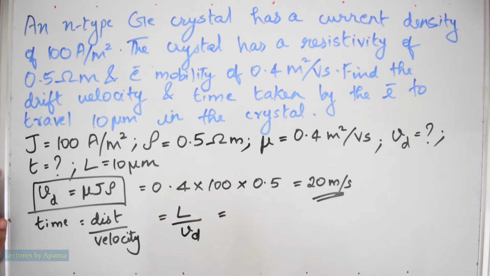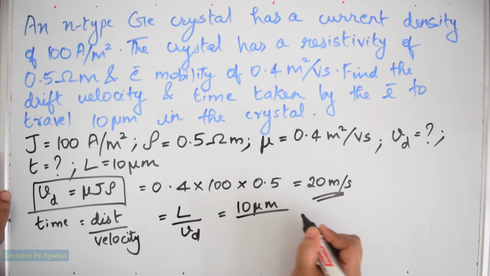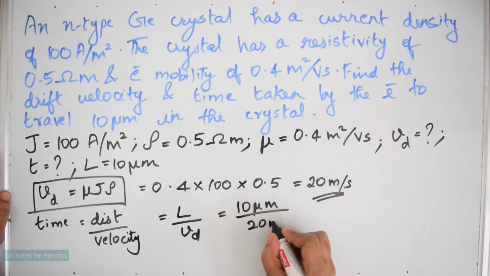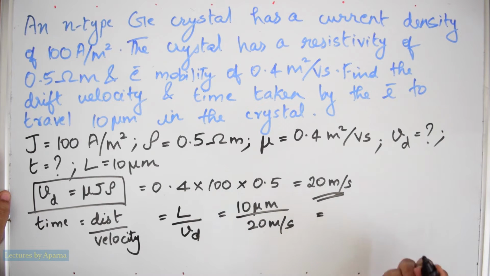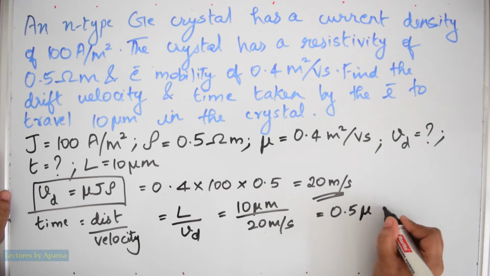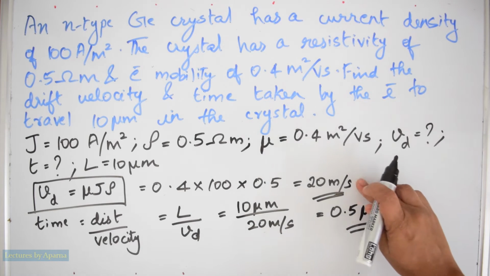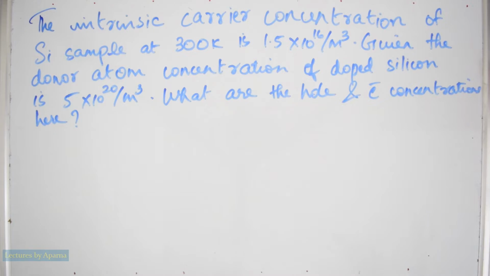Therefore this will be equal to L is 10 micrometer by Vd is 20 meter per second, which will be equal to 0.5 microsecond. So this is the time and drift velocity is 20 meter per second.